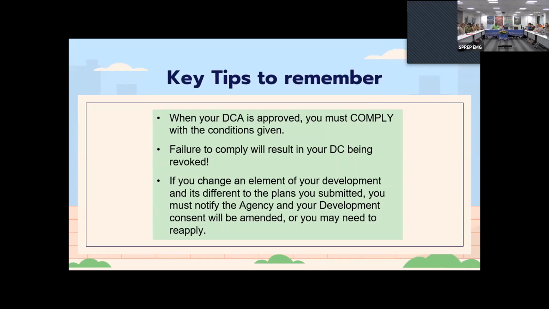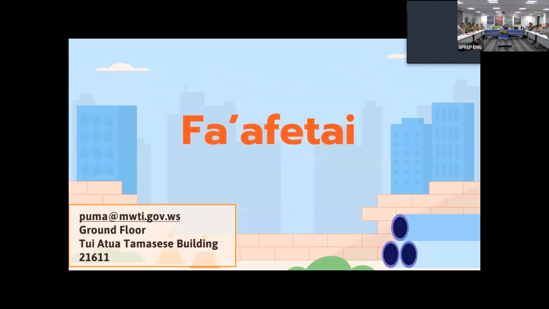But if it's during the application process, we'll just amend it for you at no extra cost. And thank you very much for your attention.